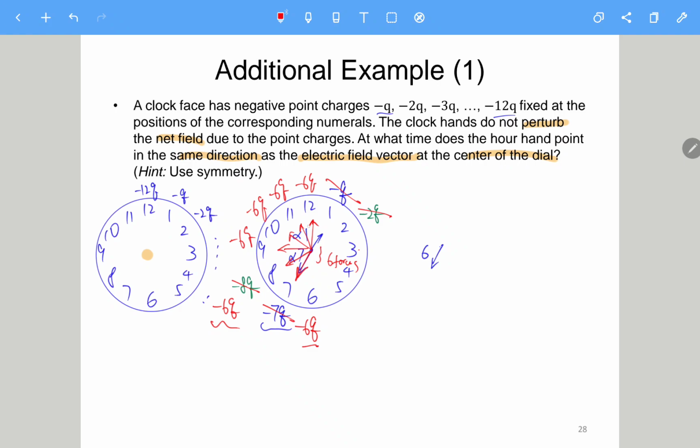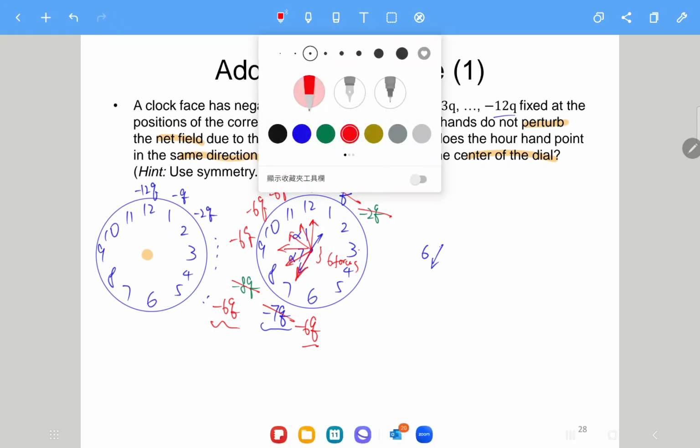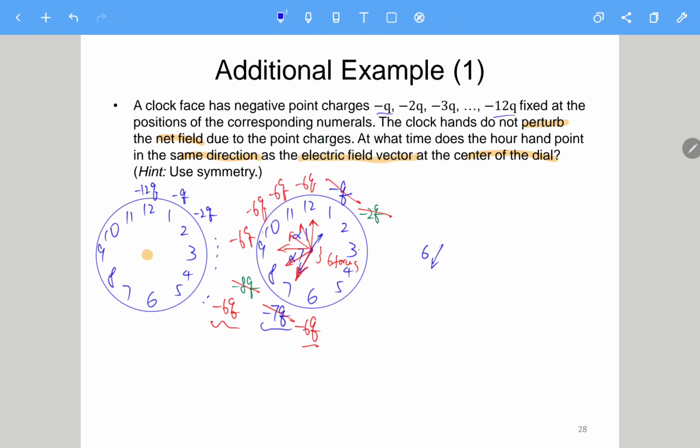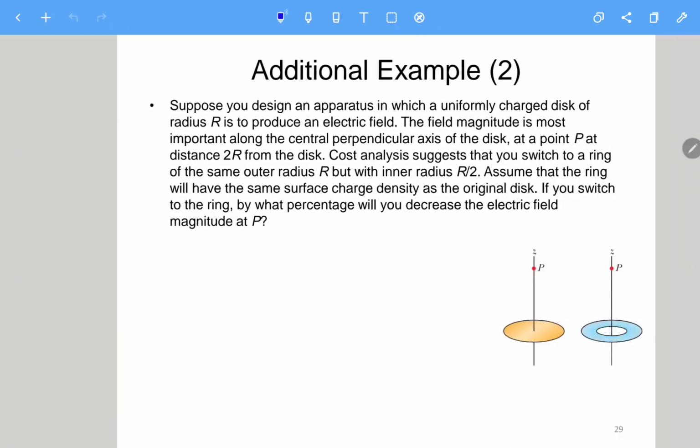Okay, so finally, what is the direction of the overall E field? It will be simple because the force will have a symmetrical axis somehow between 9 o'clock and 10 o'clock, which means that at what time? Which means that 9:30 on the clock, the hour hand will point to 9:30, which is right between 9 o'clock and 10 o'clock, which has the same direction as the E field at the center. Okay, so this is a simple one.